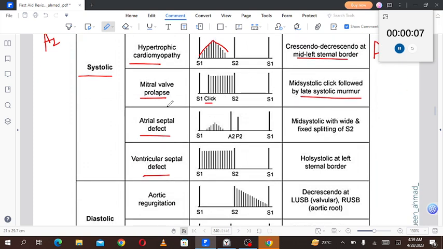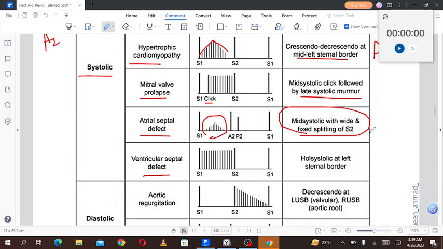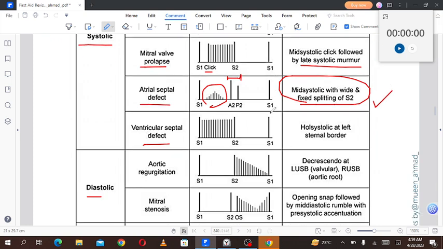What about the atrial septal defect? In the case of atrial septal defect, we'll find a mid-systolic murmur with wide and fixed splitting. It is not holosystolic at all. It is a mid-systolic murmur with wide and fixed splitting of the S2. Here you can see that the A2 and P2 have been split, and that is also a fixed split, that is, throughout inspiration and expiration.